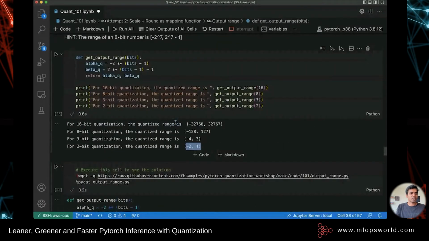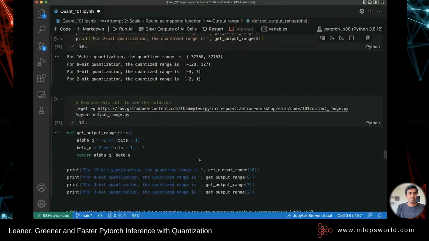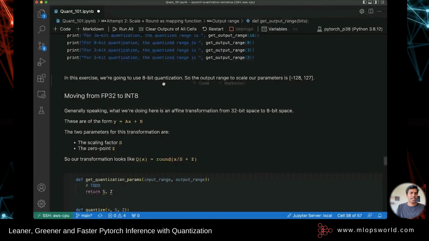So just to summarize, this is the output range of our quantized value. We are going to use 8-bit quantization because that's a more useful quantization bit width when we are trying to quantize our FP32 models without damaging accuracy too much. So the output range is going to be minus 128 to 127.